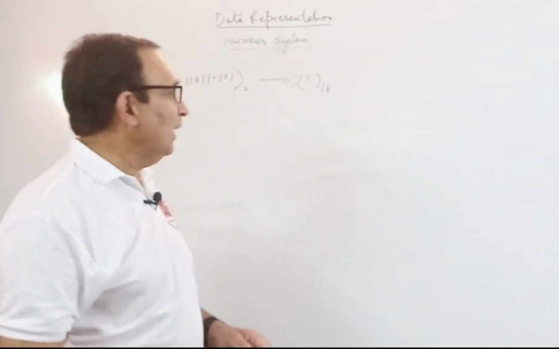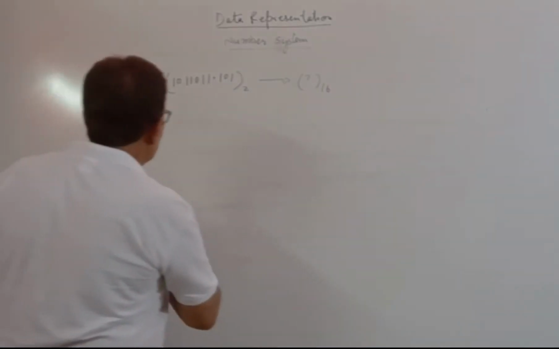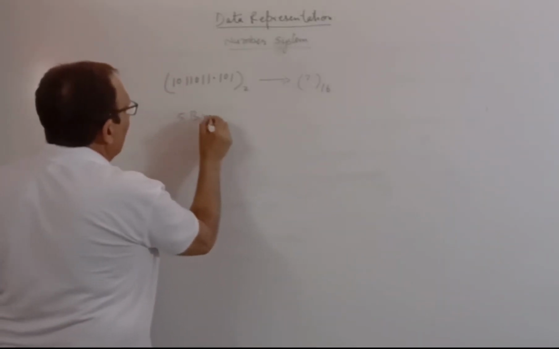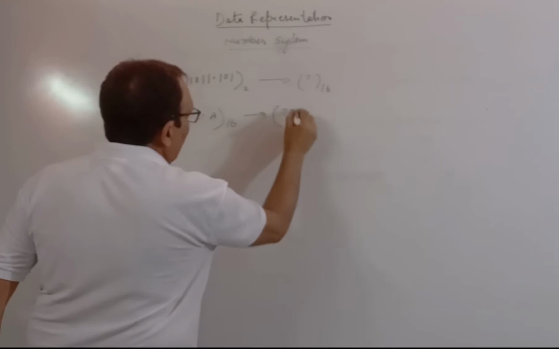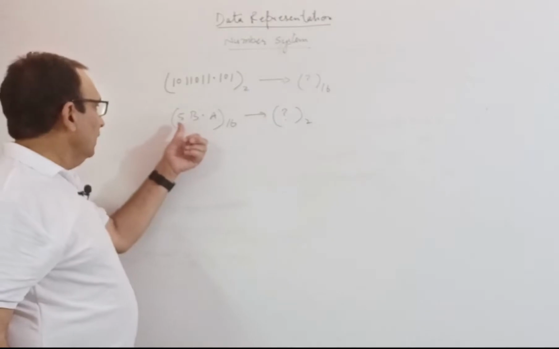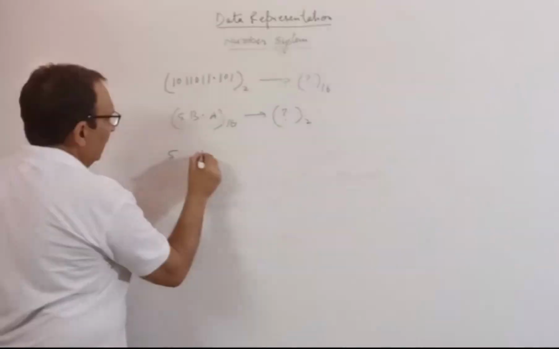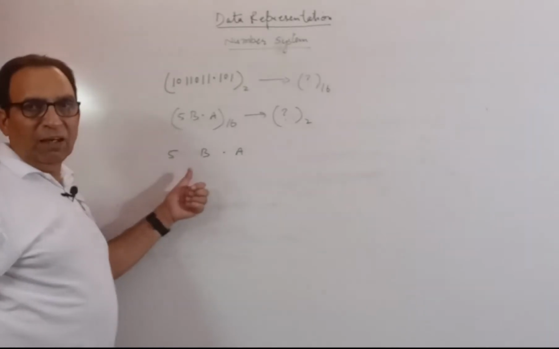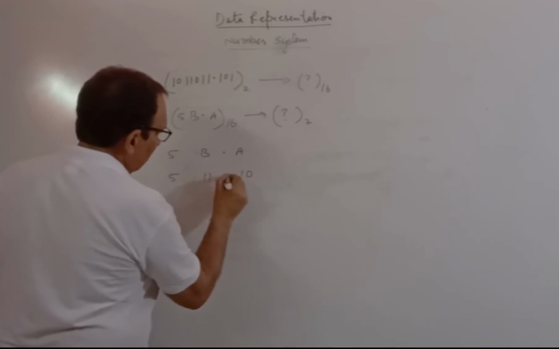Now let us learn how we can convert a hexadecimal number to a binary number. So I write a number over here, that is 5B.A in base 16, to be converted to the equivalent binary number. What you do, write each hexadecimal digit separately, means write 5 here, B here, point A. Write the equivalent of B and A. It is 5, 11, 10.